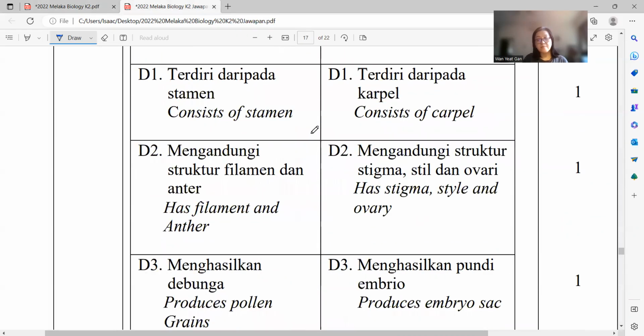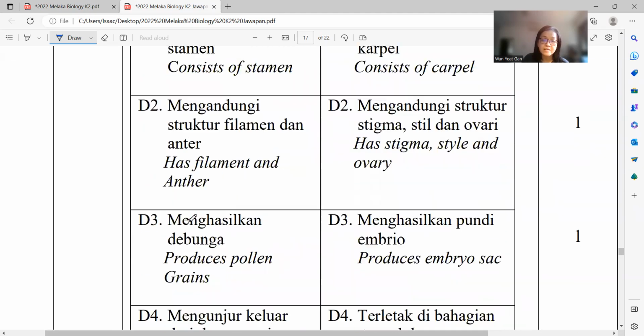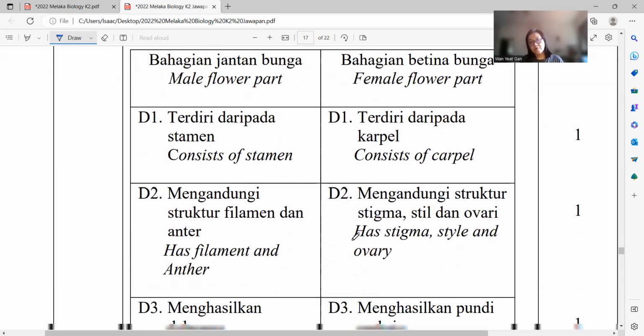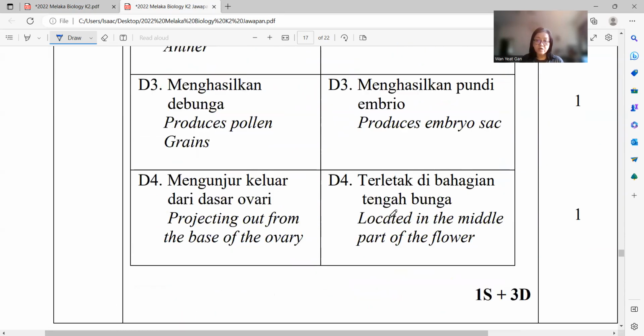so when there are male and female flowers separated, each of them carries only one male organ or female organ. So if it's a male flower, it will consist of stamen, which has filament, anther, produces pollen grain, and also projects out from the base of the ovary. Whereas for female flower, it consists of carpel, which has stigma, style, and ovary, produces embryo sac, and is located in the middle part of the flower. So normally, the flower, it is right in the middle.